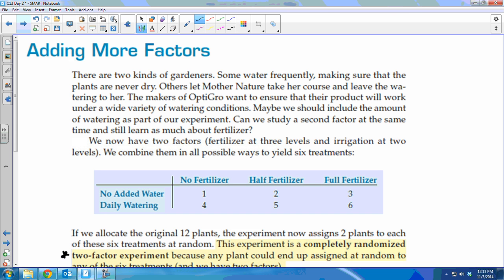So here, we added a factor of the tomato plants with watering. So no added water and then daily watering. And then you have the fertilizer. So now you have 6 treatments instead of 3. And if you're doing a block design, you have 6 treatments in both blocks. All right, so it becomes a little more complicated. The more factors you have, the more complicated the experiment is.